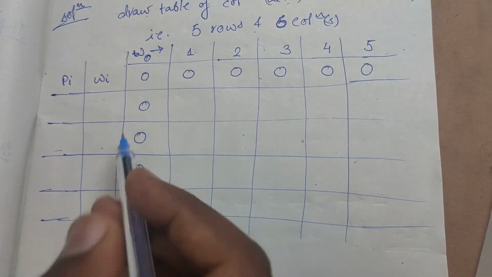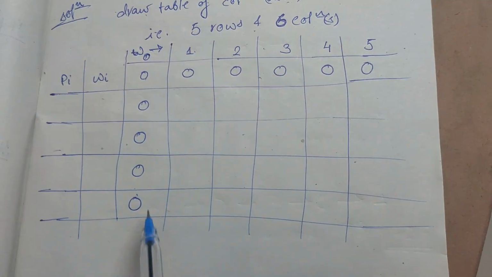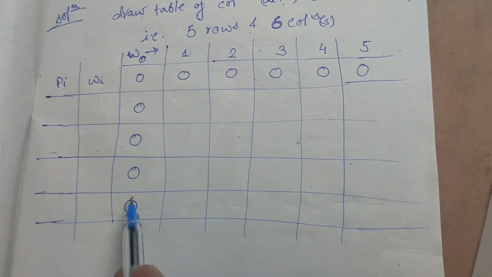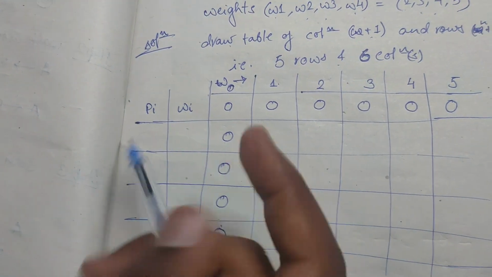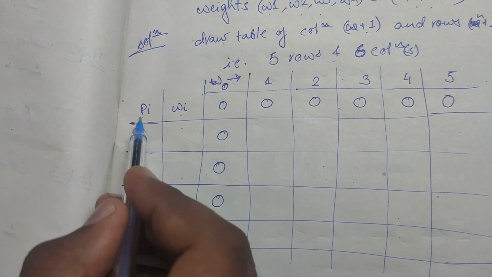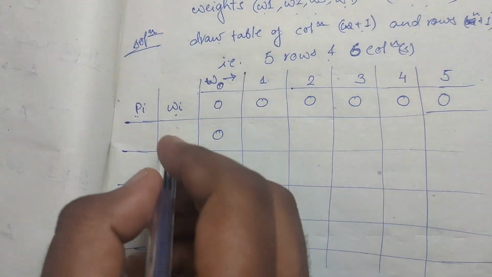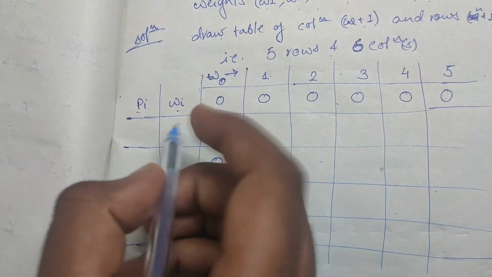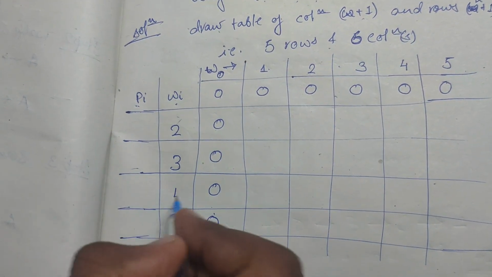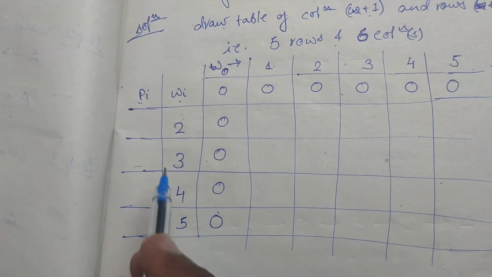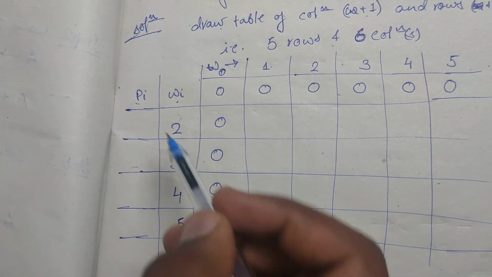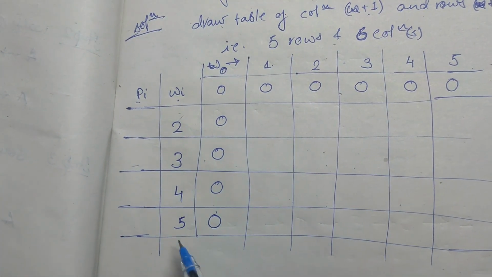The first column and first row of the table should always be zeros. And on the left hand side you have PI and WI. PI is nothing but profit and WI is nothing but weight. So you will write weights here. The given weights are 2, 3, 4 and 5. And one more thing you should keep note of is you will always write the weights in ascending order.